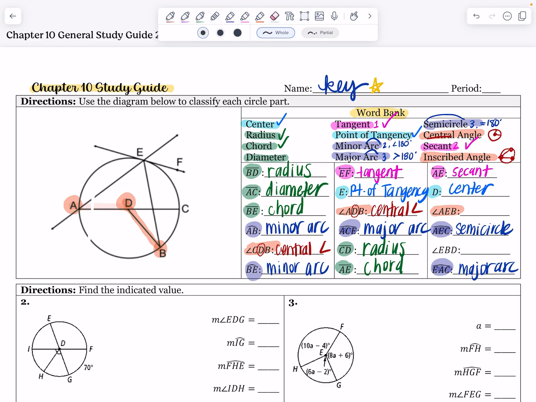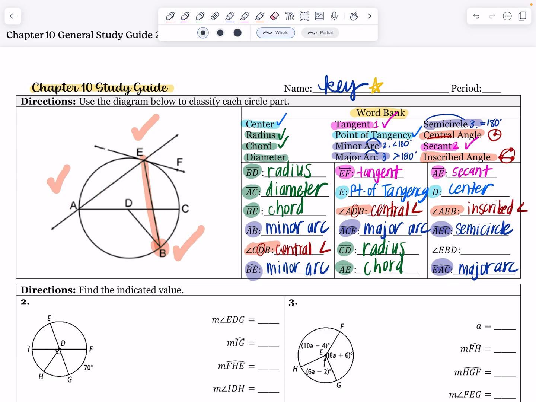And then last but not least, we have angle AEB. So starting at A, having E as a vertex, which is on the circle, B with a vertex, which is on the circle. All 3 of these are on the circle. This stretches all the way across the circle. That makes this an inscribed angle. That is an inscribed angle.